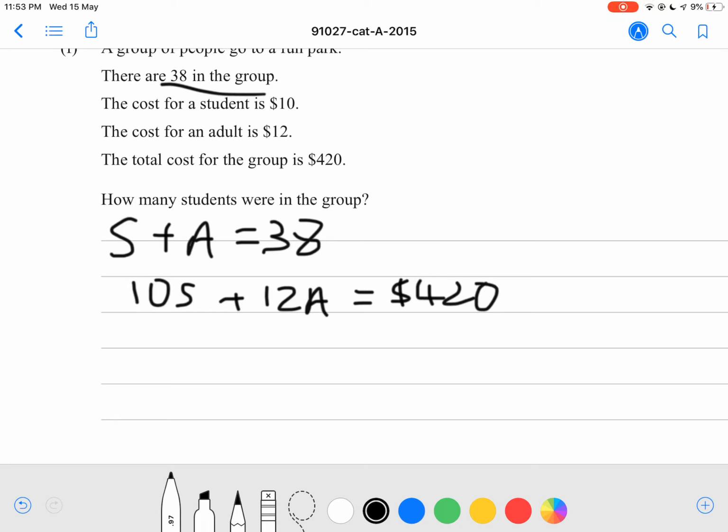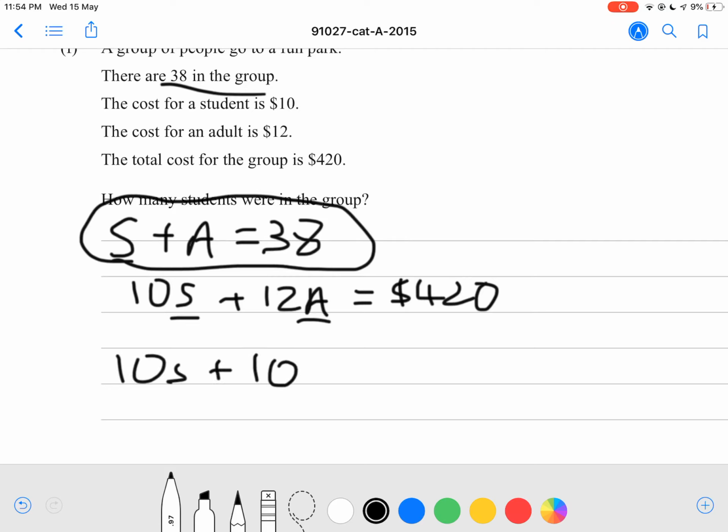So now, the only problem is that you have 10S and 12A, and that's two unknown values, and you have no idea how to figure it out. But the good thing is you also have this equation. So you can use this equation to get rid of one of the variables, so you can find out the other variable, okay? So you can just multiply everything by 10, so you can say 10S plus 10A equals to 380.